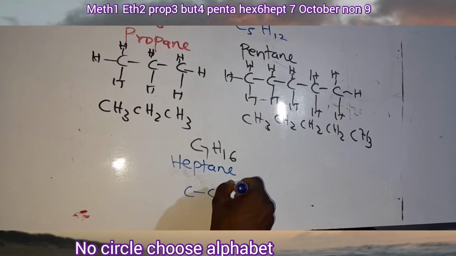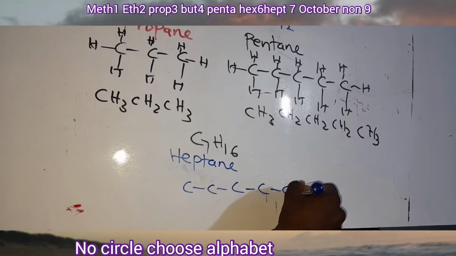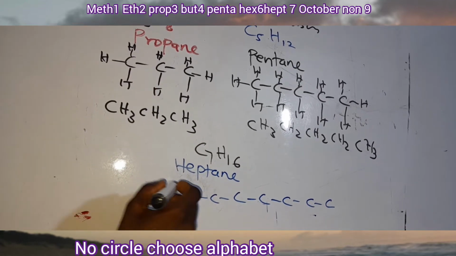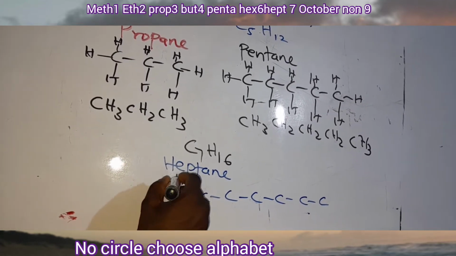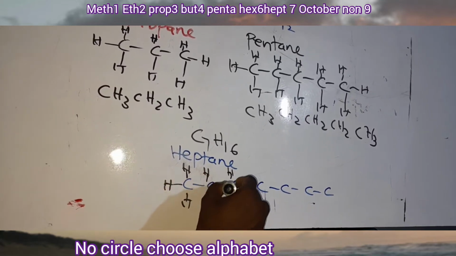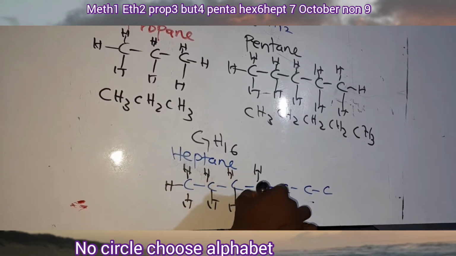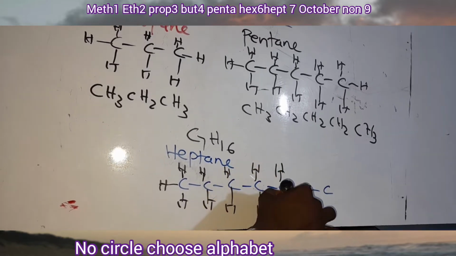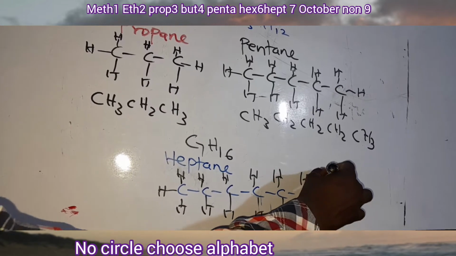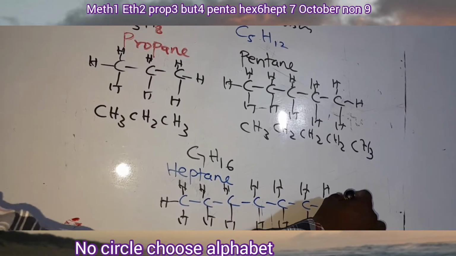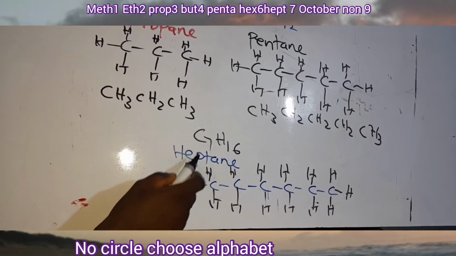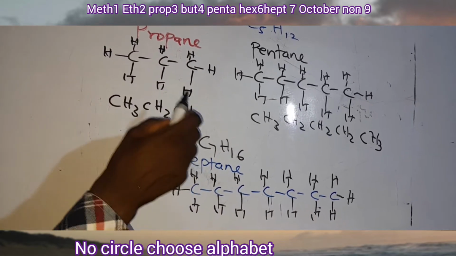So 2, 3, 4, 5, 6, 7. Then the H now. You are going to have H here, H here, H here, and so on. You are going to label H throughout. There's going to be H here, H here, H here, H here, H here. Have you seen it? Because it's 7 here, I'm going to call it heptane. Is that okay? So let's move on to the next section.